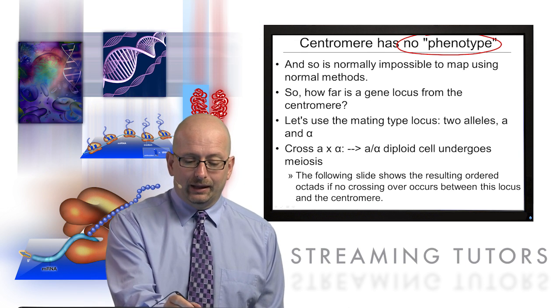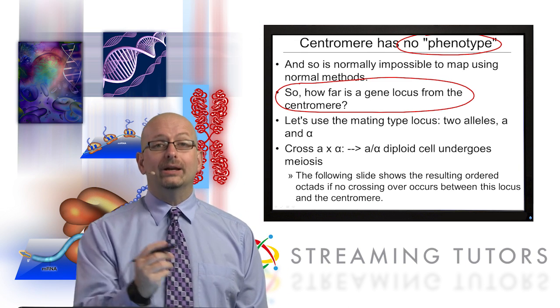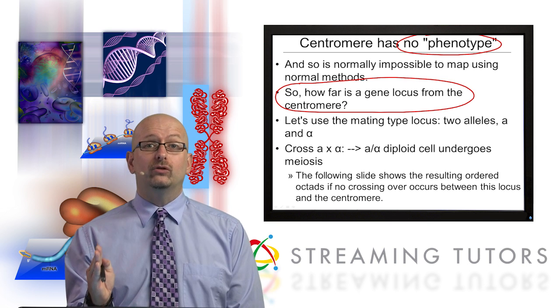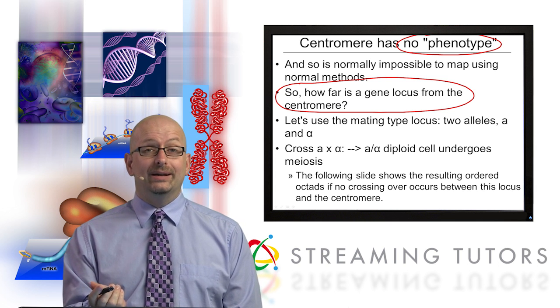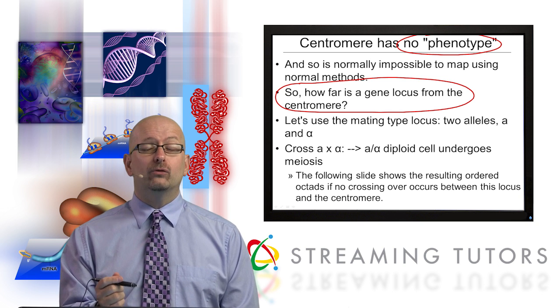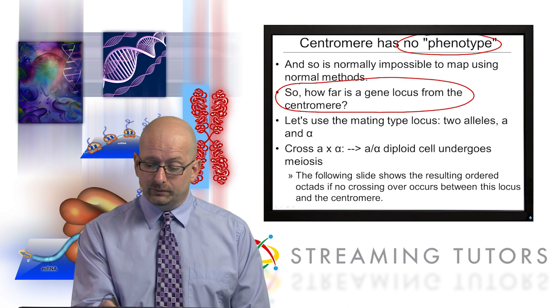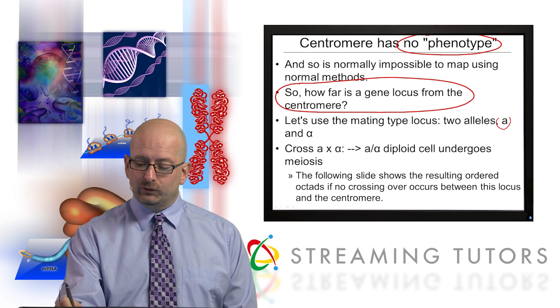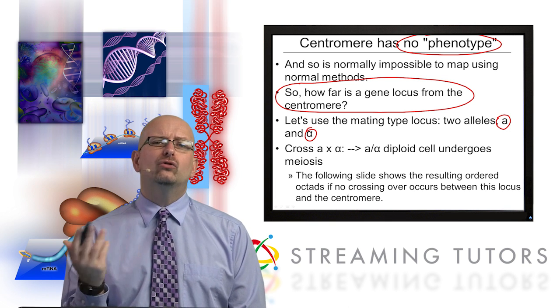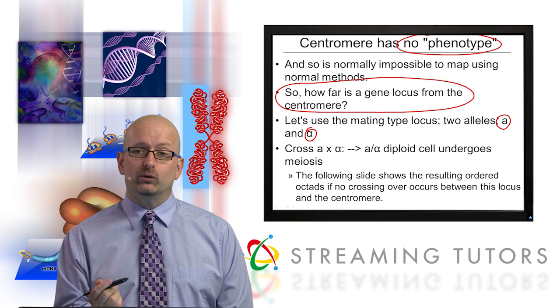So, if you wanted to ask the question, how far in map units is a gene locus from the centromere, you're going to have to do it a very, very special way. So, just because I picked it, let's use the mating type locus. And the 2 alleles for that are A and alpha. We saw that in yeast, but it's true in Neurospora as well.